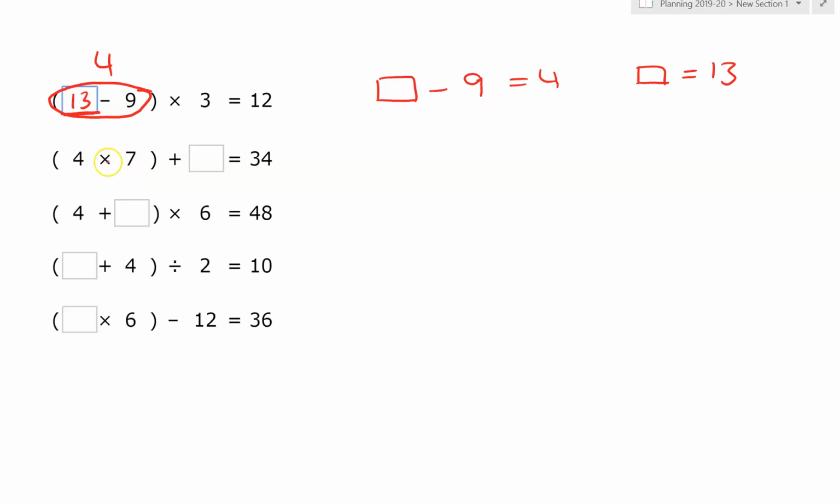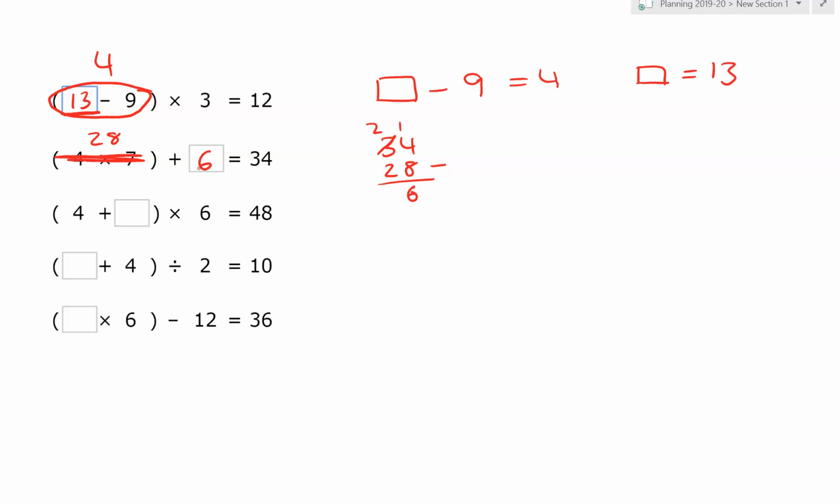This one, they've given us the bracket, so we can work that out. That's 4 times 7 is 28. So 28 plus something is 34. So if I do 34 take away 28, I'm going to get 6. 28 plus 6 is 34. Yes, that works as well.